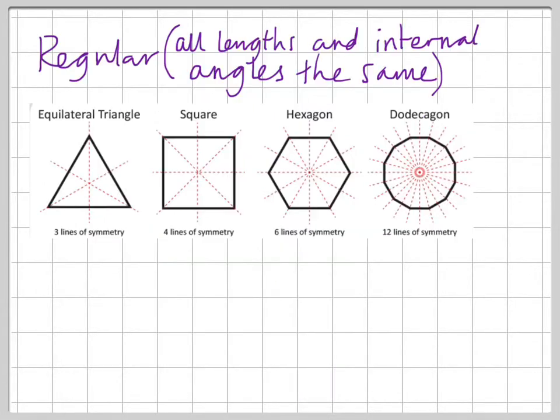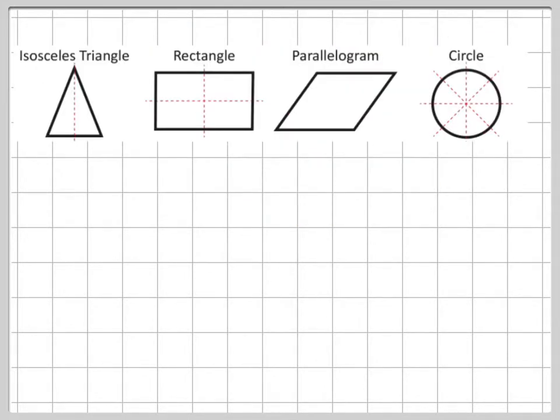In fact, any regular shape, as in a shape that's got all of its lengths and internal angles the same, you will find that the number of lines of symmetry is the same as the number of sides. So an equilateral triangle's got 3, and a square's got 4, a regular hexagon's got 6, and a regular dodecagon has 12. When you come to irregular shapes, it's not so easy.